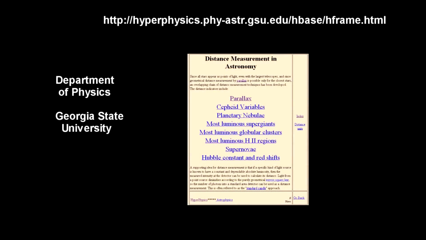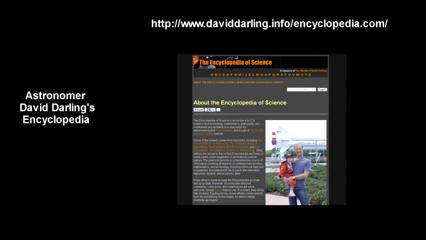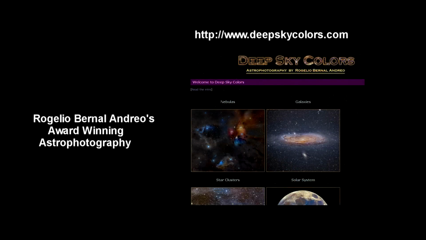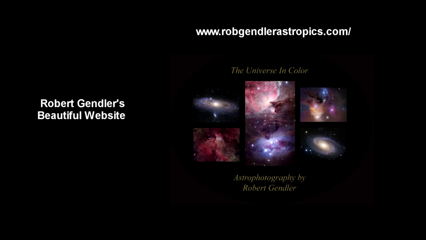For information on the cosmic distance ladder and physics in general, there's no better place than Georgia State University's website. The Atlas of the Universe was my top source for galaxy clusters and superclusters in the Virgo supercluster and local superclusters segments. Astronomer David Darling's Encyclopedia of Science is also an excellent source of information. Then there are the wonderful astrophotographers. I used Rogelio Bernal Andreo's award-winning photographs, Anthony Ayiomamitis's fantastic astrophotography, Christopher Picking's beautiful astrophotography, and pictures from Tony Darnell's excellent website.